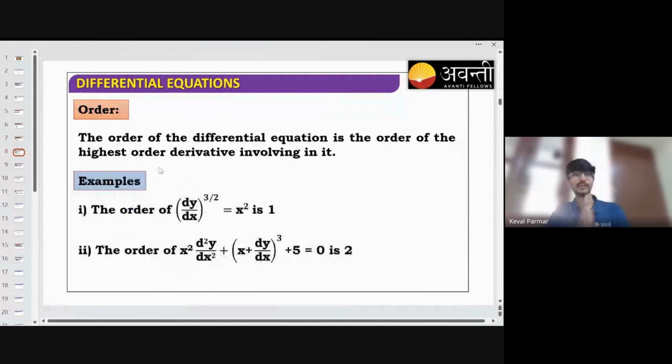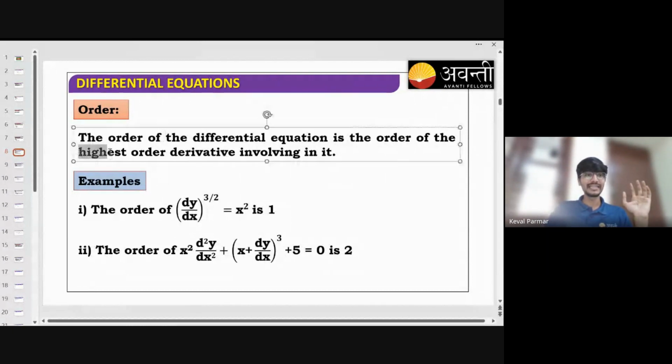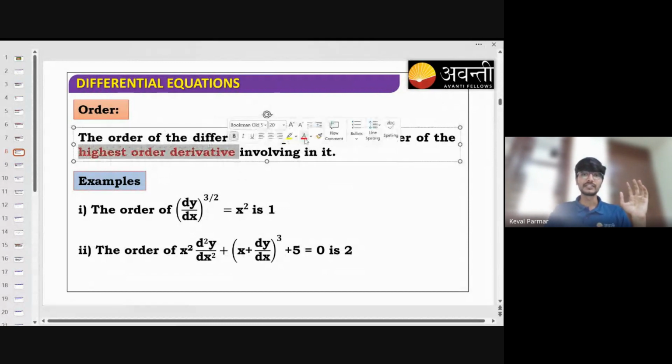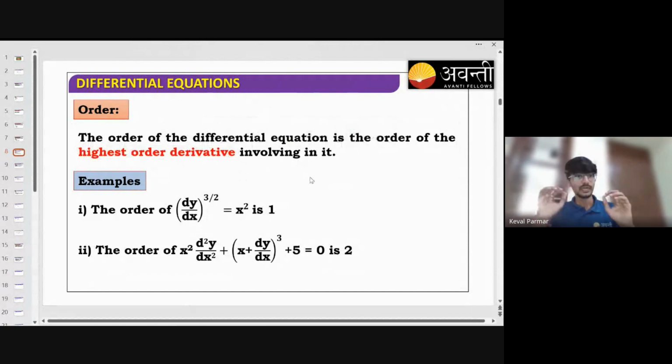The most important part, many a times, these are the favorite questions for your board's MCQ. In the NCERT MCQ section, these will be the favorite questions. So, what is the order of the differential equation? The order of a differential equation is the order of the highest order derivative. Now, what is the highest order derivative? It means first derivative, second derivative, third derivative. First derivative means dy by dx. Second derivative means d2y by dx square. Third derivative means d3y by dx cube.